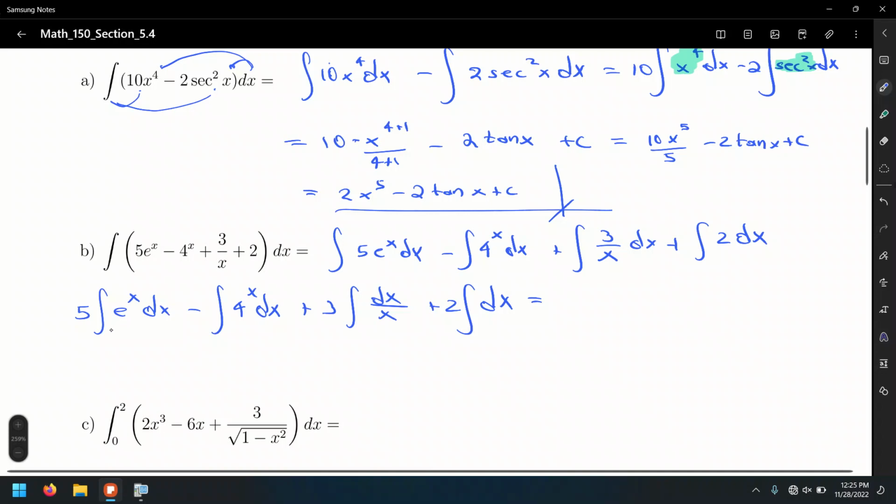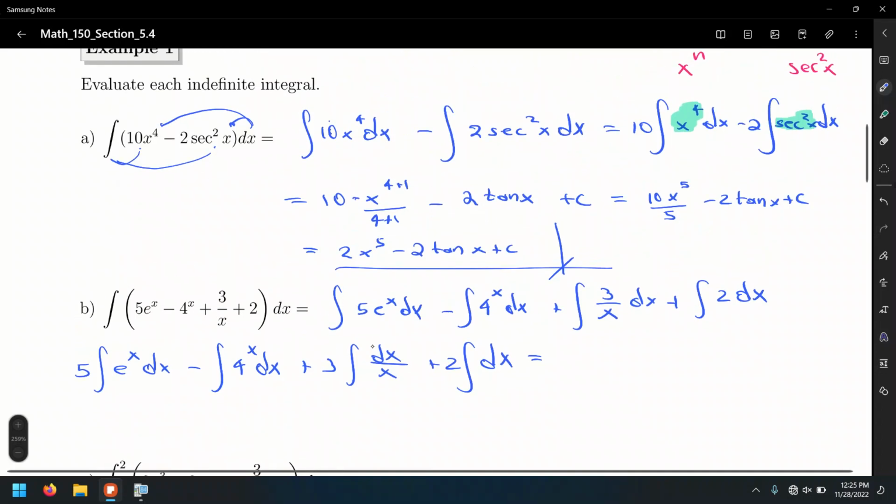Well, the integral of e to the x, the integral of 4 to the x, be careful, because here we're integrating 2 exponential functions. One of them is e to the x, which is pretty straightforward. The derivative of e to the x was itself, e to the x, so it wouldn't be surprising that its integral will also be itself. However, it's not the same when the base of the exponential is a number other than the natural exponential e. Also, we have the integral of 1 over x, and this one is straightforward.